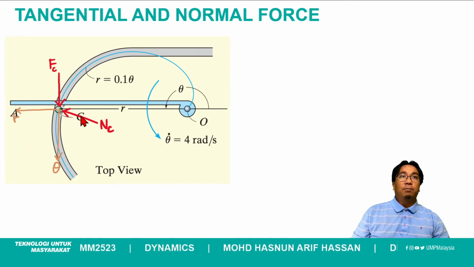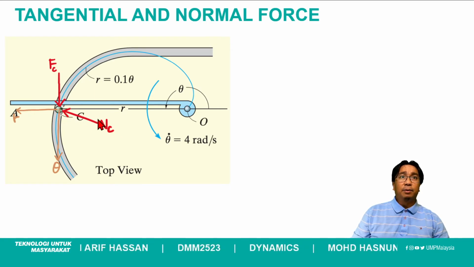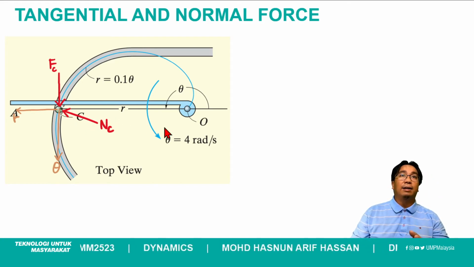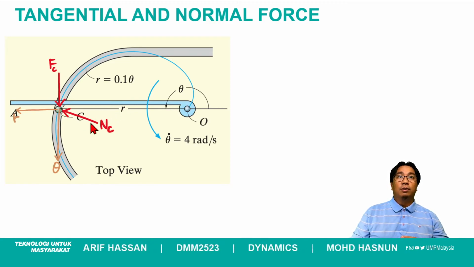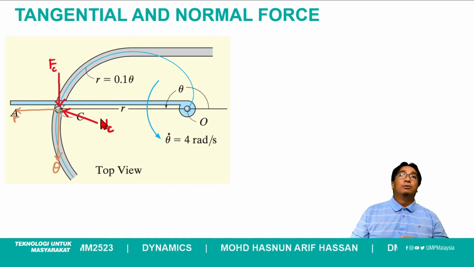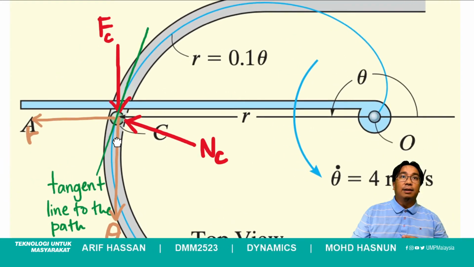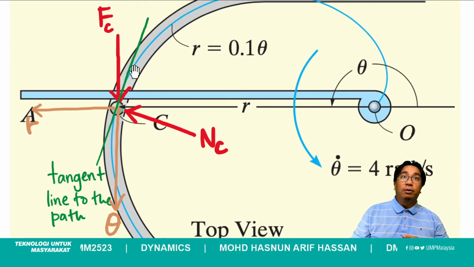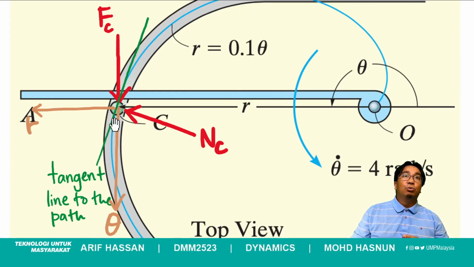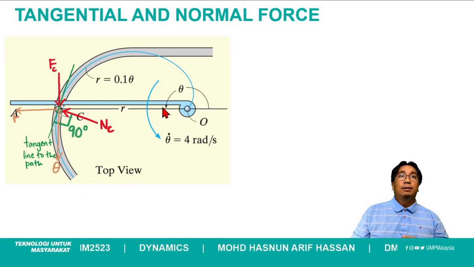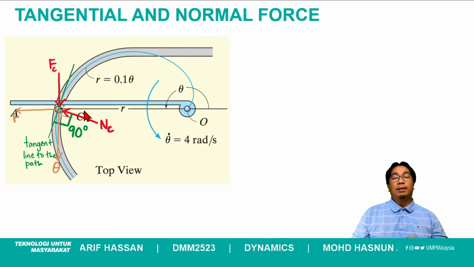Okay, now the problem is what will be the angle here of the normal force? Because when we would like to calculate the normal force later, we need to know the angle of this normal force, from the normal force to the radial axis. So what we can do is draw a tangent line to the path. At this moment, the particle is moving along this blue path, its travelling path. So at this moment, we can draw a tangent line to the path. And then the tangent line will be 90 degrees to the normal force. Tangent line will be 90 degrees to the normal force.